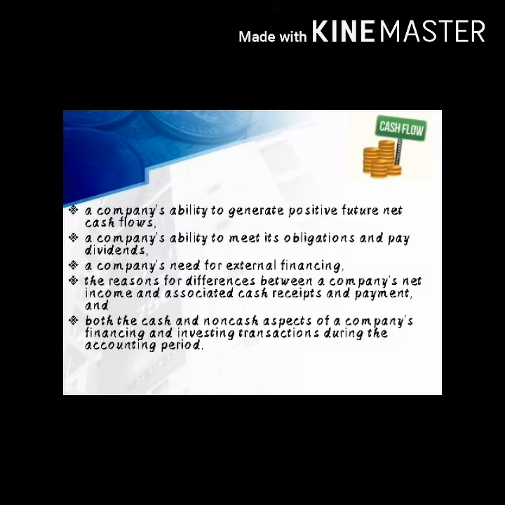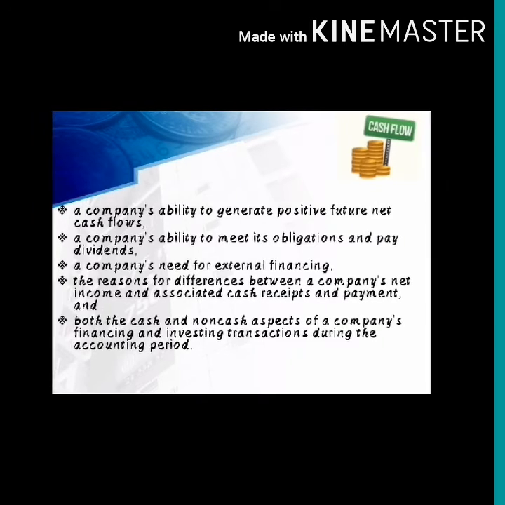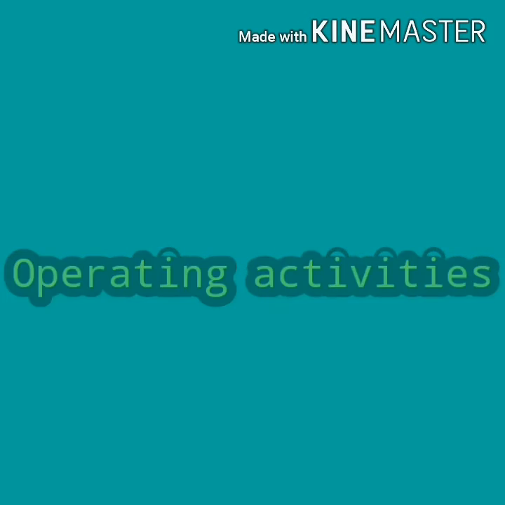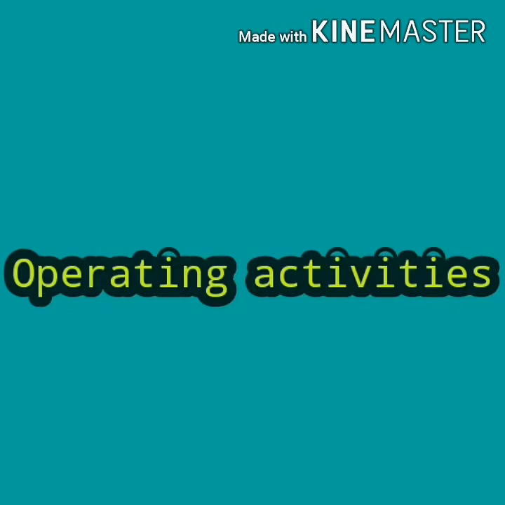The cash flow statement identifies cash flows as being generated from three sources. First is operating activities. Operating activities include the cash effect of all transactions that create revenues and expenses and thus enter into the determination of net income.